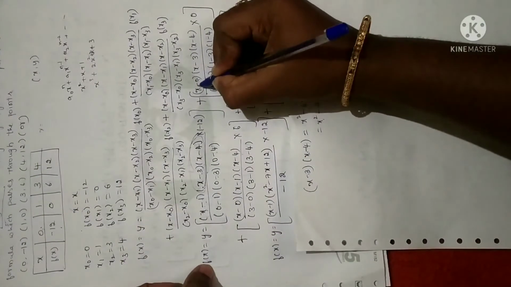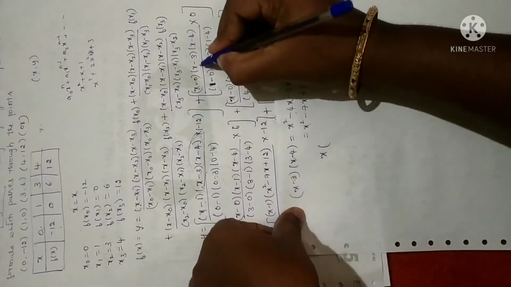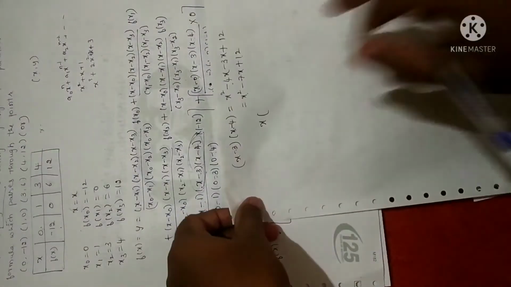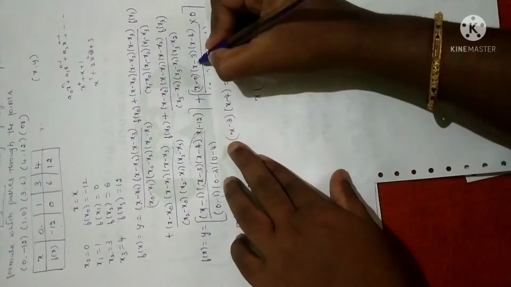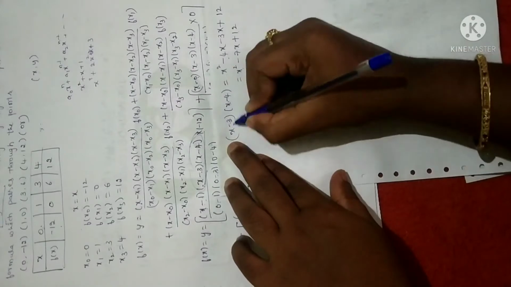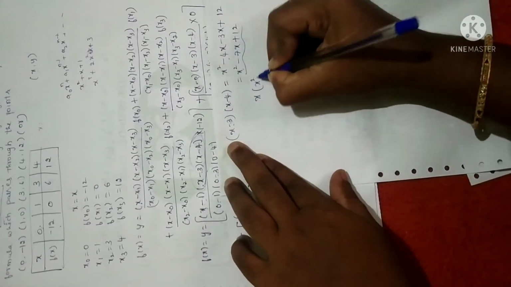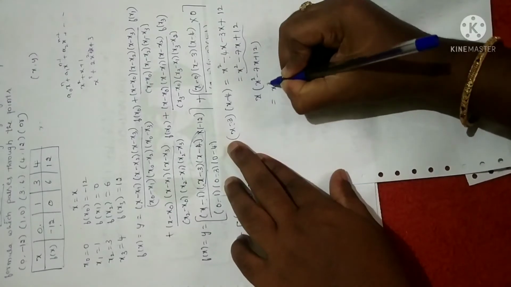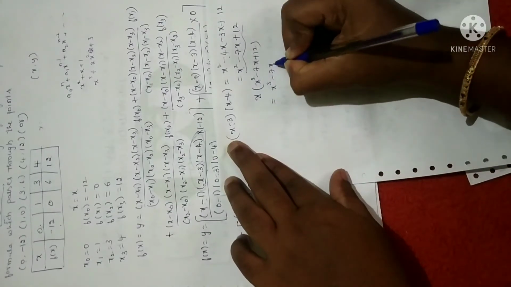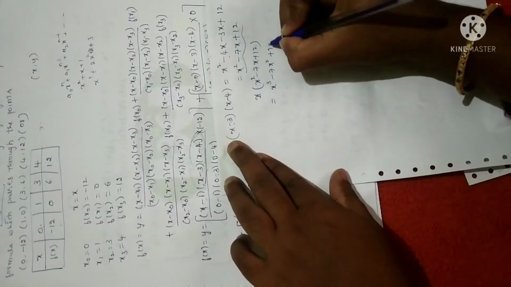Now look at the numerator of the second term. x minus 0 is x only. So you will get x, into x minus 3 into x minus 4. I have already done this. Am I correct? See here, in the second term x minus 0, I have written x here. x minus 3 into x minus 4, so I have multiplied already. It is x square minus 7x plus 12. Now I am going to simplify. x into x square is x cube, minus 7 into x is 7x square, plus x into 12 is 12x.